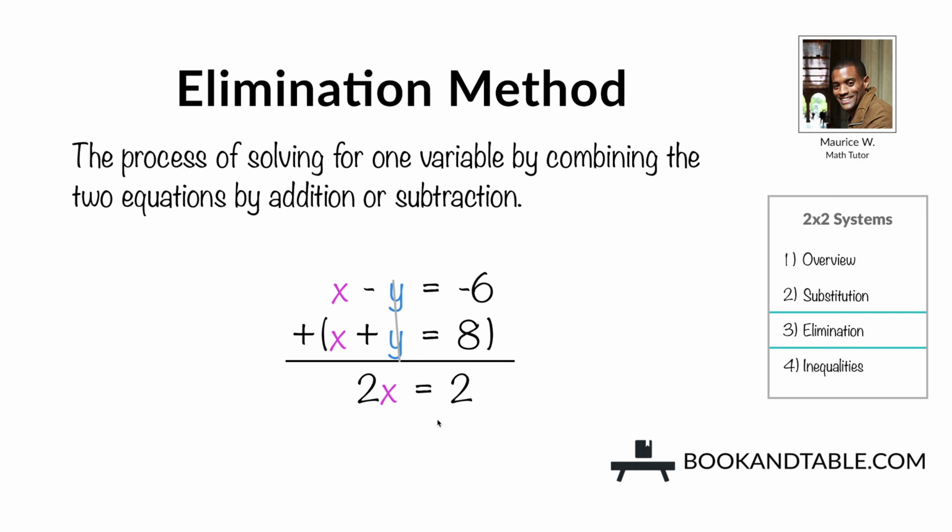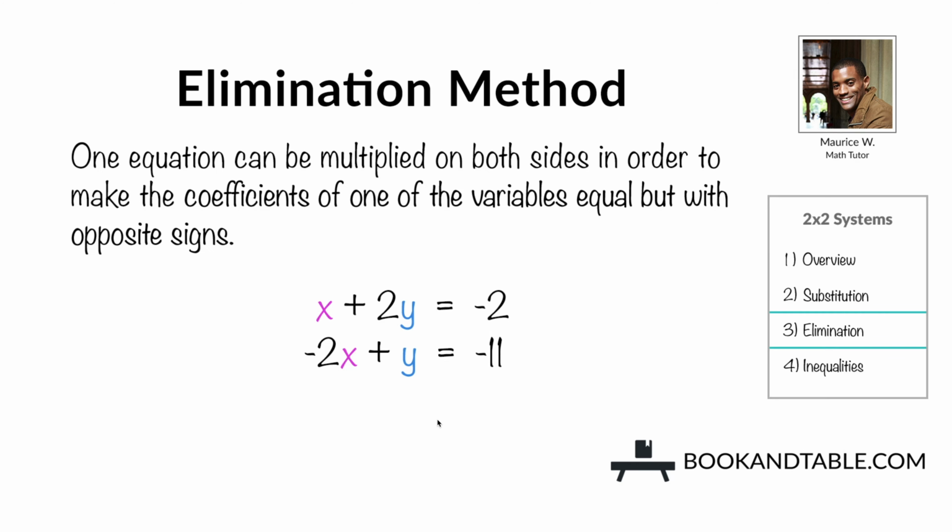Now, one thing to note, you can be given a 2 by 2 system in which the coefficients of your variables are different in the two equations. So how would you use the elimination method here? Adding or subtracting the two equations as they are written will not actually get rid of either variable. In this case, one equation can be multiplied on both sides in order to make the coefficients of one of the variables equal but with opposite signs.